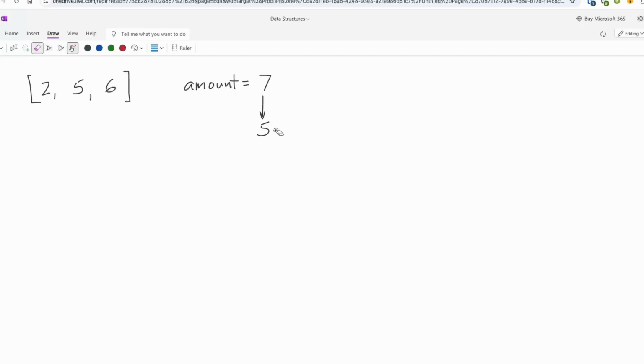So we take 5 away. This will give us 2, right? So now we have 2 left. Well, we can make another 2 with that, right? So we can take 2 away and get 0. So here we see we have 2 coins. But let's go back and see if there's a better way.